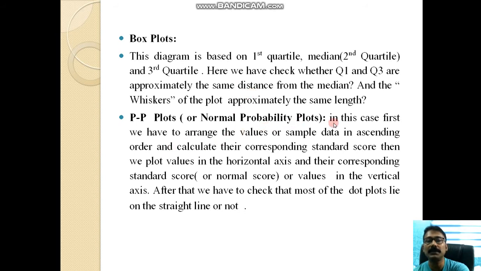Similarly, the normal probability plot. In this case we have to arrange the sample data in ascending order, then calculate their corresponding standard score, also known as the normal score. Then we put the values on the horizontal axis and their standard scores on the vertical axis, and check whether most of the pairs of points lie on a particular straight line or not. Though we should not expect that all the points will lie on the straight line, most of the points should. That means we can take it as an approximate measure that the sample data has more or less been taken from a normally distributed population.